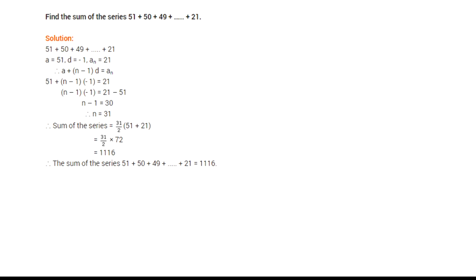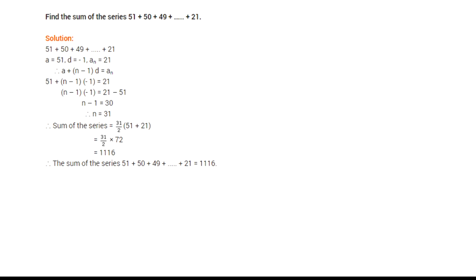So what I need to do first, I need to find out the value of n. So simply using the formula a plus n minus 1 into d is An. Substitute 51 plus n minus 1 into d, that is minus 1, is 21. Correct? 51 goes on the right hand side, becomes minus 51. When I expand the bracket, what do I get? Minus n plus 1 is minus 31. But what I have done, I have just changed the side of both the terms. So n minus 1 is equal to 30, n is equal to 31.